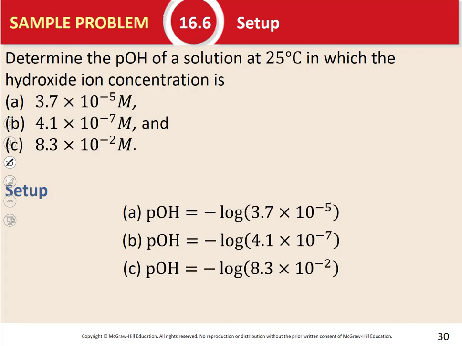So let's try this out. Determine the pOH of a solution at 25 degrees Celsius with the following hydroxide ion concentrations. Same way as pH, it's the negative log of these, negative log of 3.7 times 10 to the negative 5 would give us a pOH of 4.43. So that's our pOH. If our pOH is 4.43, then what would be our pH?